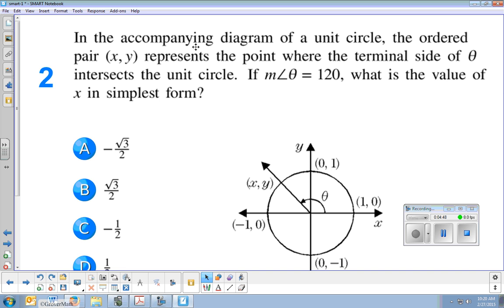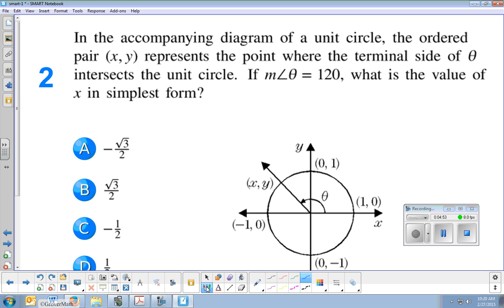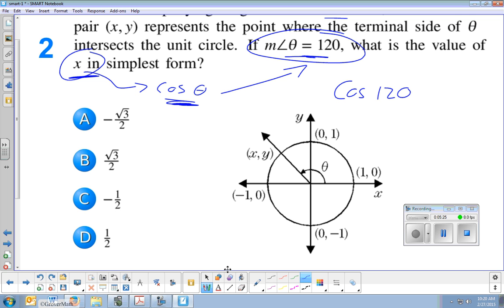So in the accompanying diagram on the unit circle, the ordered pair (x, y) represents a point on the terminal side of angle theta. Angle theta is 120 degrees. What is the value of x in simplest form? Angle theta is 120 degrees, x. When you see x, you need to think cosine. So when they're asking for x, they're asking for cosine theta. Theta is 120 degrees. So what we're really doing here is cosine 120.